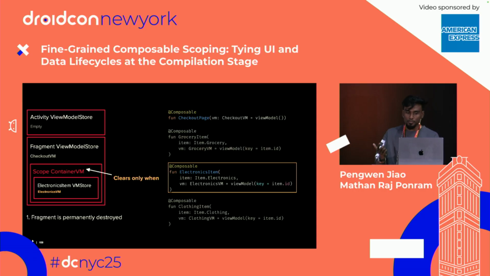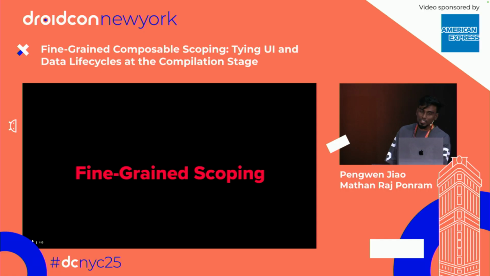Whenever the fragment is permanently destroyed, we can simply clear off the scope VM. That in turn will clear off the electronics item VM store and also the electronics view model as well. Similarly, whenever a scoped composable is removed permanently from the memory, we can assume that probably we don't need it anymore. We can simply clear it off, right?